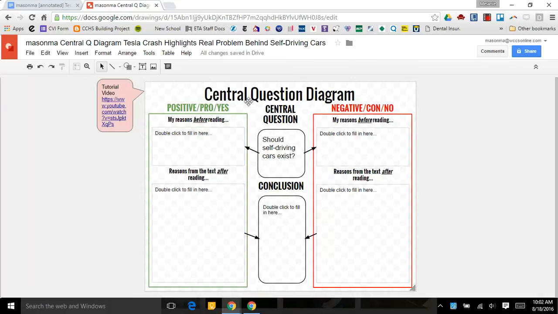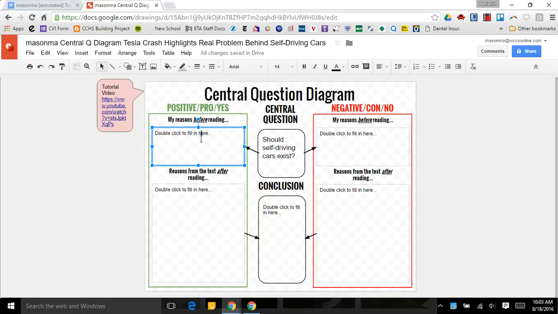You can start with either the positive or the negatives, but the top portion of the central question diagram you fill out before you start reading. So this first section is for your opinion. You'll notice the boxes are a little bit smaller. I created those boxes smaller just in case you don't know a lot about this topic. Our hope is that after we read, we'll have more information to fill into those boxes.